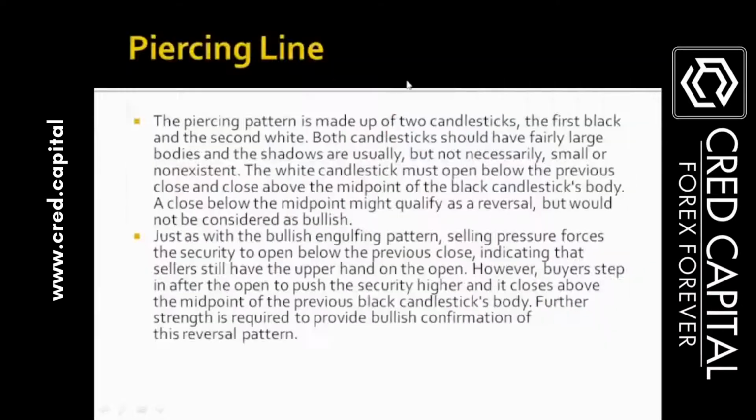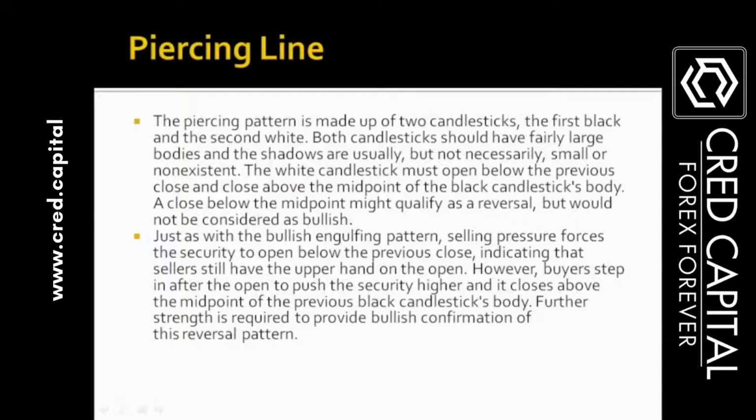Now again, the piercing line. Okay, and what is the piercing line? It is also a part of the double candlestick reversal patterns. It is another type. The piercing pattern is also made up of two candlesticks. The first is black and the second one is white.